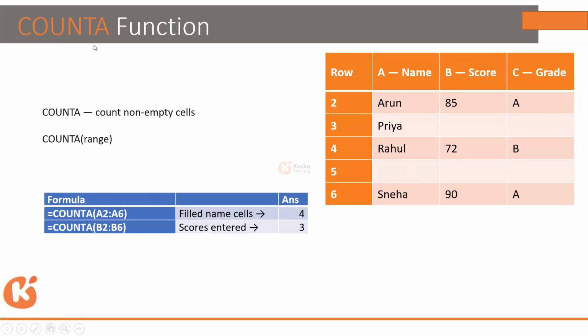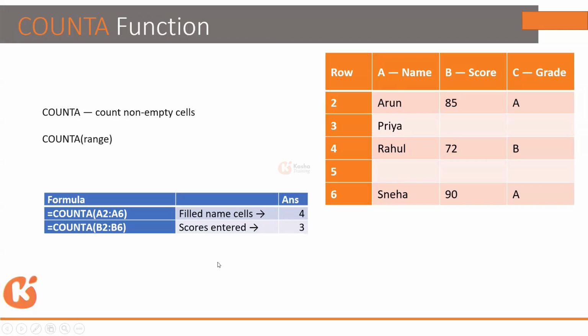Then we have the COUNTA function. So let's see what the COUNTA function does. COUNTA counts non-empty cells. For example, here you can see the name column. There are four cells where you have data present. So it is counting non-empty cells. Empty cell is only one, but non-empty cells are four.